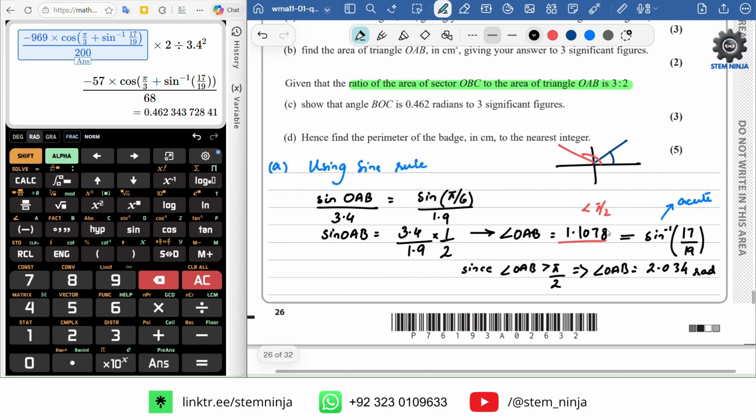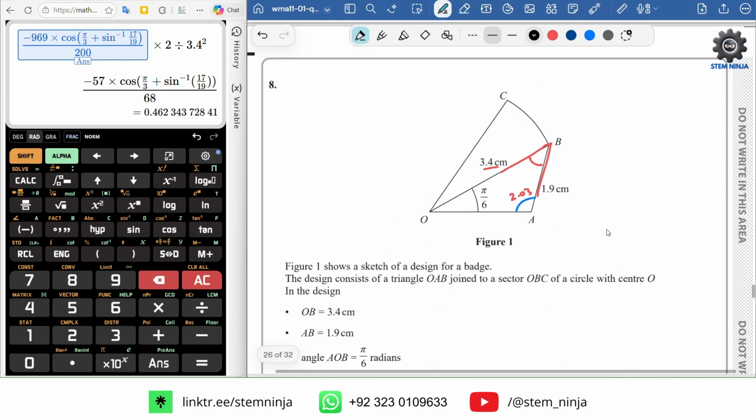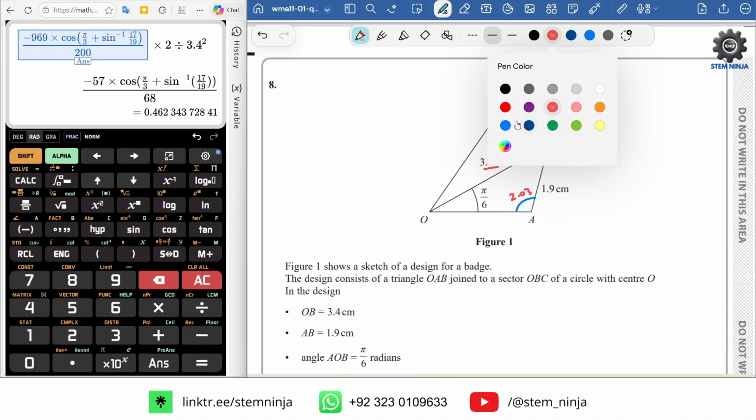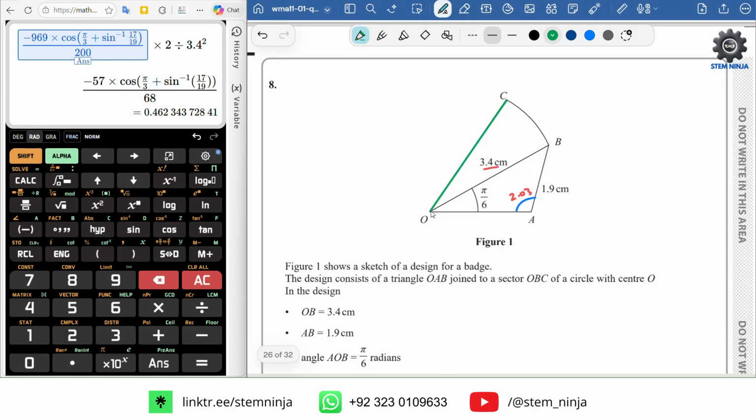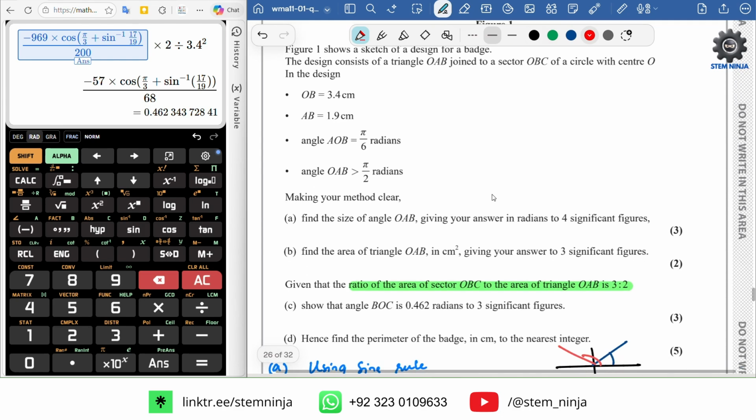Hence find the perimeter of the badge in centimeters to the nearest integer. For the perimeter we need a few things. We need this length, this is 3.4, this is 1.9. This is known. What items we do not know yet are this arc length CB and this OA. So we need to find these.